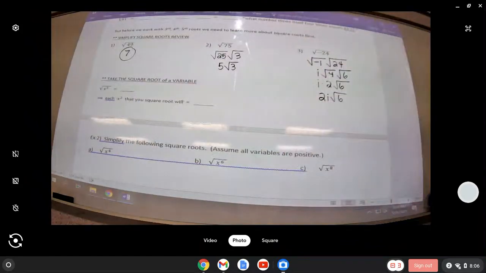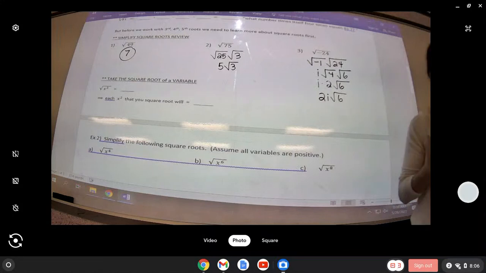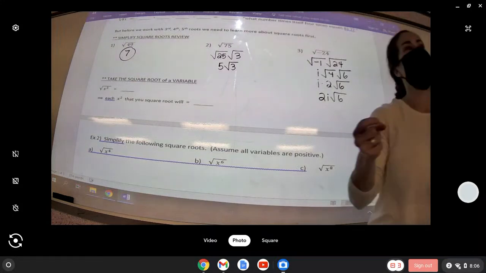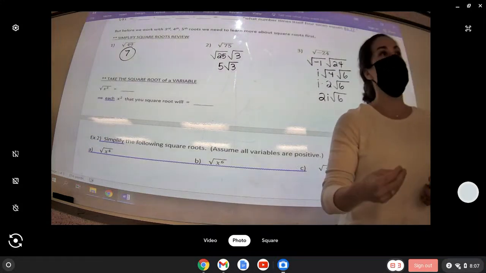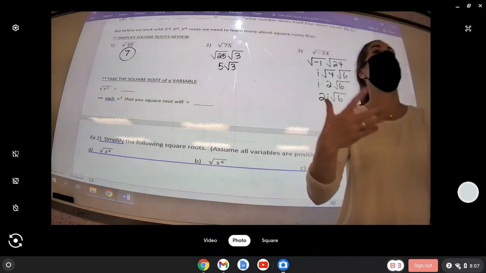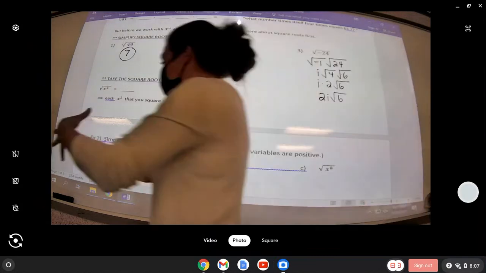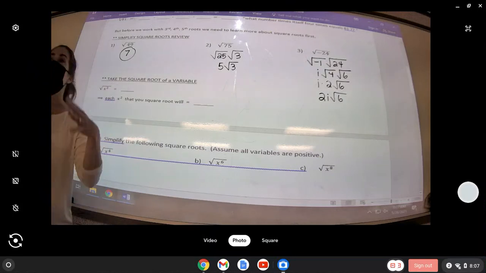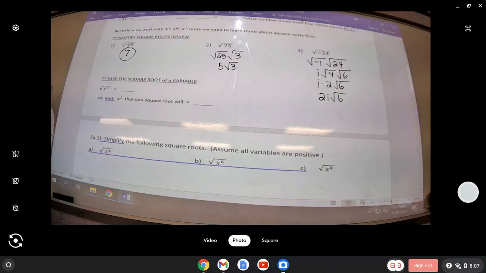So all of that should be hopefully a review. Well, what I need you guys to learn now is, what if they want you to take the square root of a variable? How do we take the square root of some unknown value, okay? Well, guys, it's going to go all back to, remember that a square root is undoing something that is squared. That's going to be the key to doing the square root of a variable.